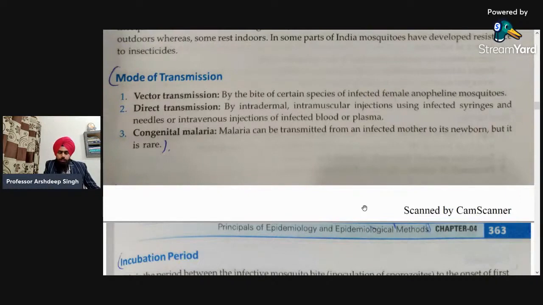Second is direct transmission, by intradermal or intramuscular injections using infected syringes and needles, or intravenous injections of the infected blood or plasma. So the vector transmission is by the bite of the mosquito, and secondly, it is through the use of infected syringes, whether the injection is given through the intramuscular, intradermal or any other route of administration. That can cause direct transmission of infection. Next is congenital malaria. Malaria can be transmitted from an infected mother to its newborn, but it is rare. So it can be caused, but the total number of cases is rare.